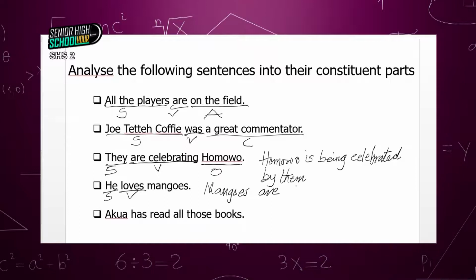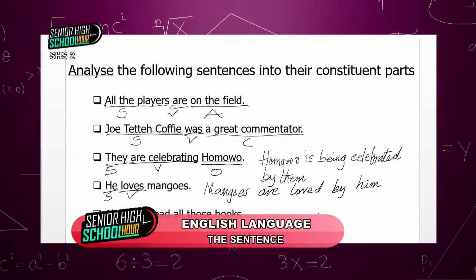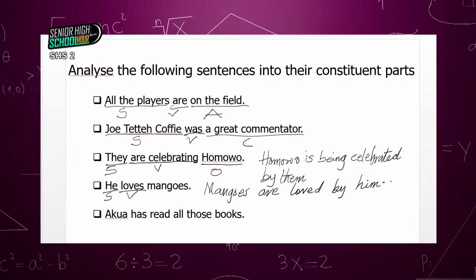We bring our agent by, and the he now becomes him, because coming after a preposition, that should be an object pronoun. So mangoes are loved by him. Then we will say mangoes here are object. We label it as object.